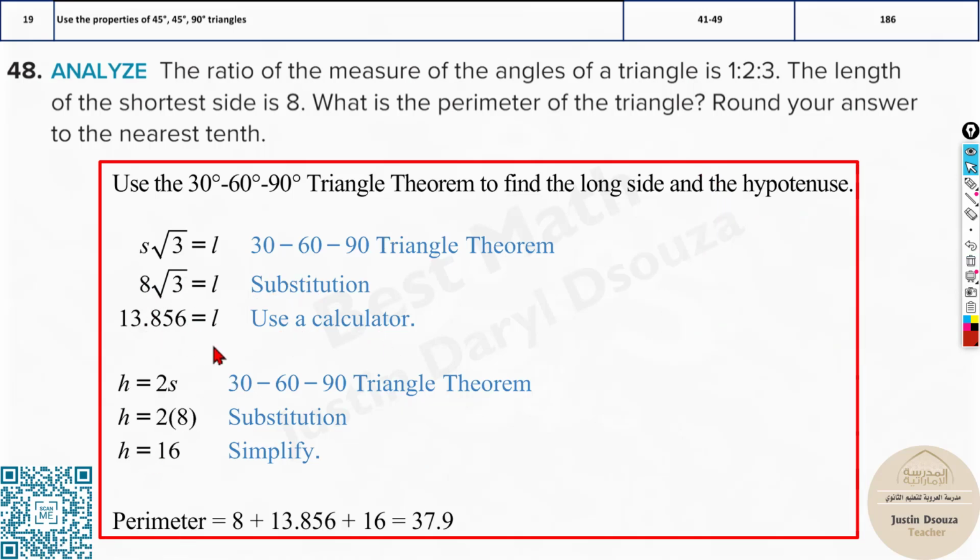16 and then 8 square root 3. You don't need to find it over here. You can directly put everything in the calculator and get the answers.